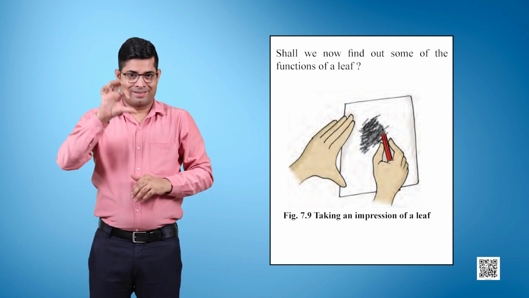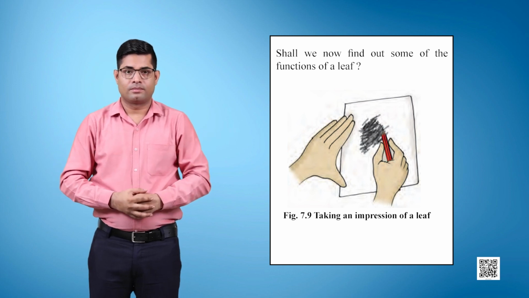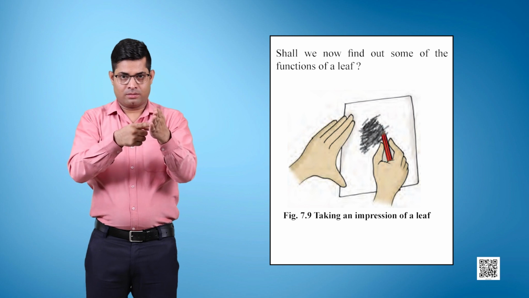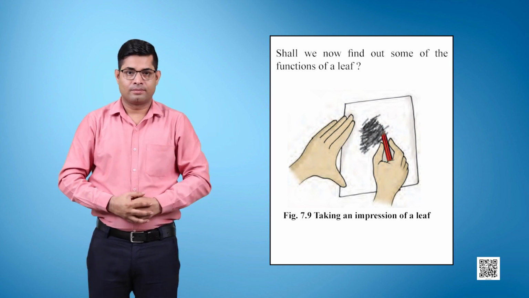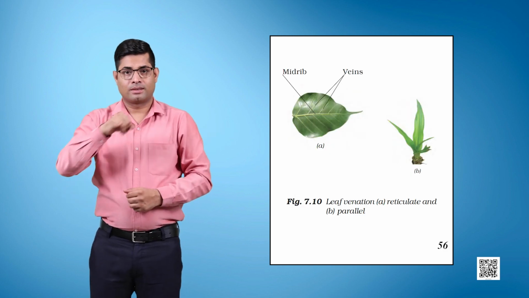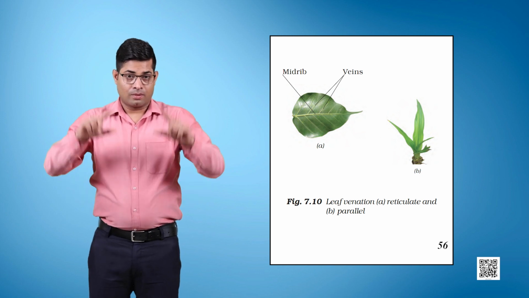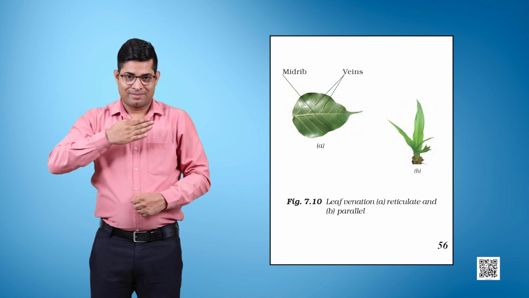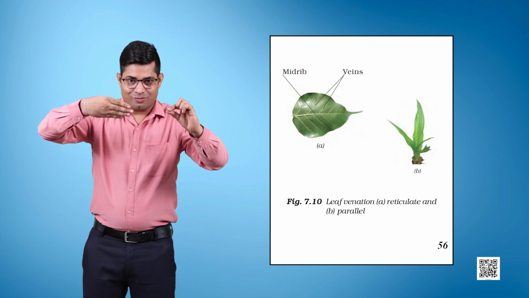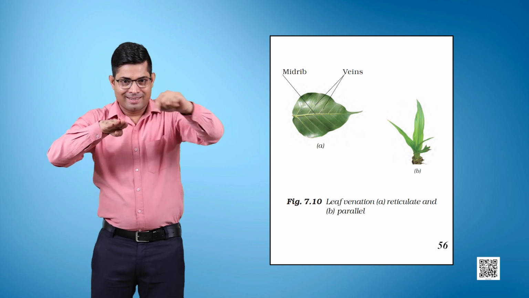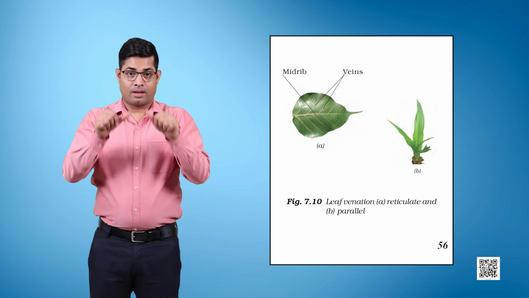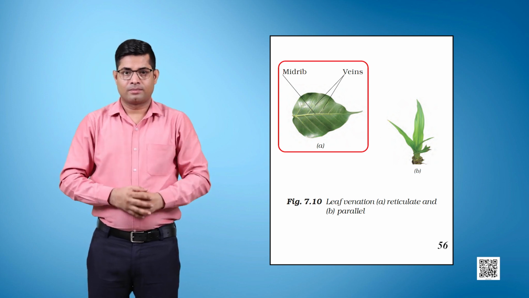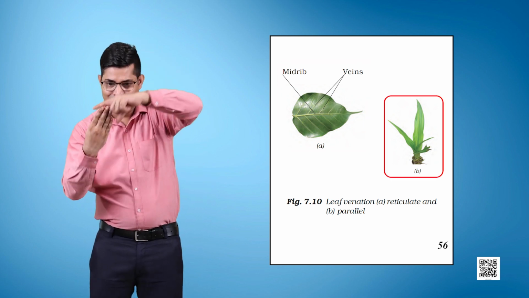Figure 7.9 shows taking an impression of a leaf. Figure 7.10 Leaf venation. Figure A reticulate and Figure B parallel.